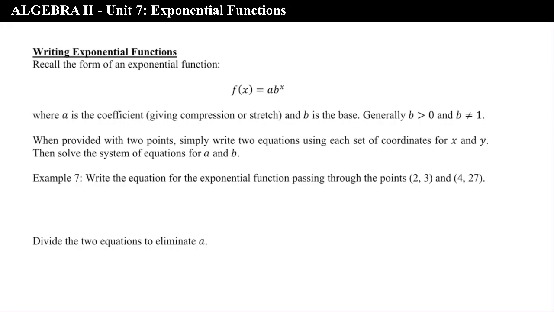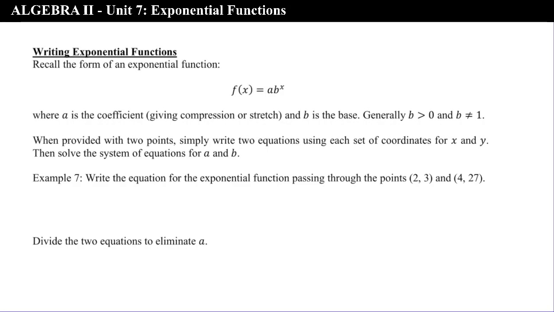All right, we're going to wrap up this section and this unit with writing exponential functions, okay? So let's write some exponential functions to basically bridge us into doing a little bit of solving, okay? So recall the form of an exponential function.